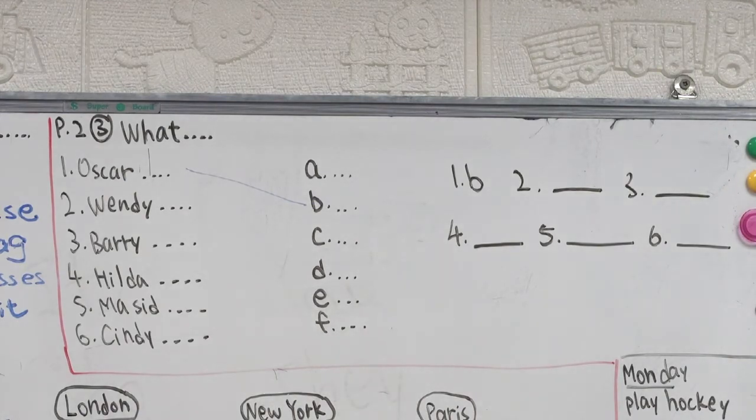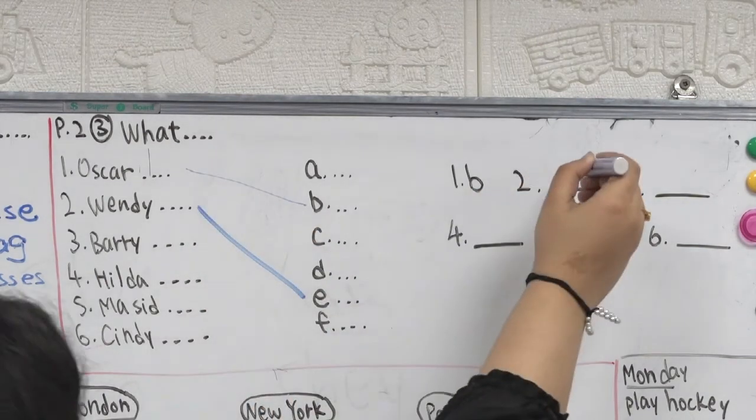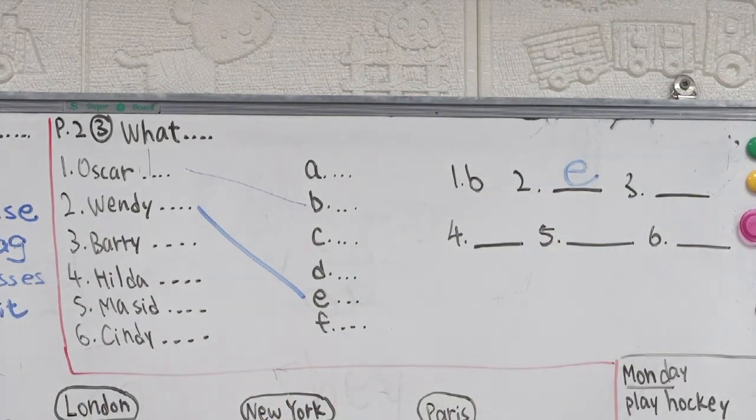How about Wendy? Look at 2. Wendy and Len are going to play tennis, going to water the flowers, going to cook lunch, or going to cycle in the park. That is cycle in the park, right? So that is E. Please write E here, okay?